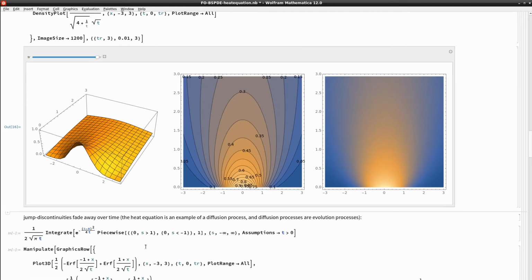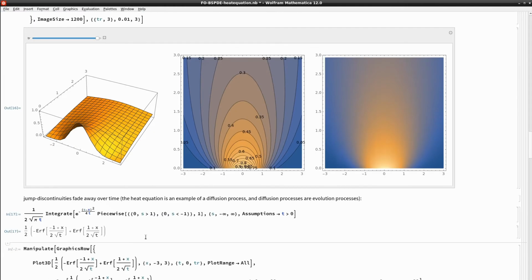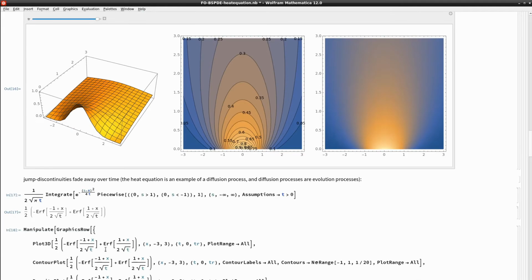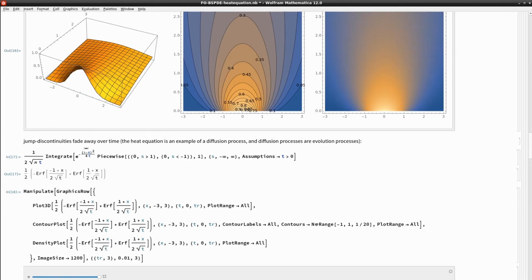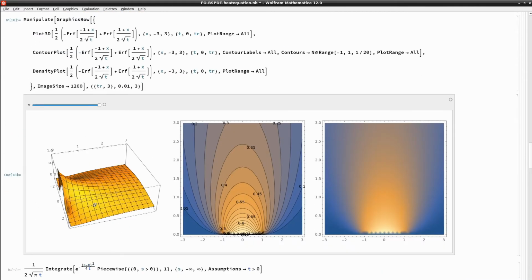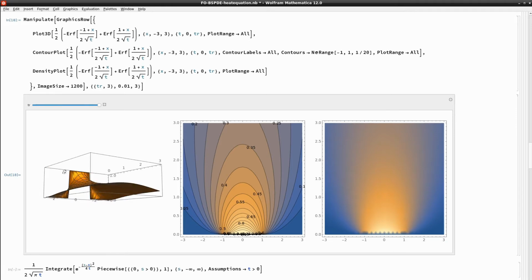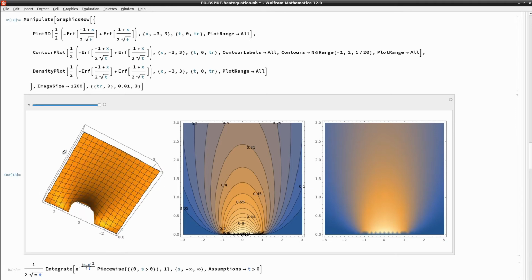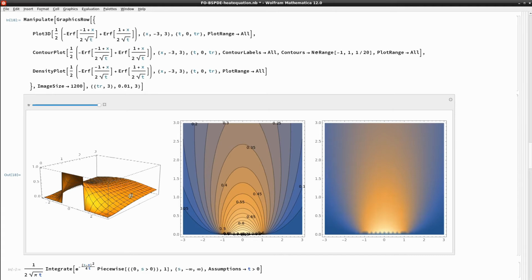And let's look at some jump discontinuities. They also fade away over time. They all fade away over time. That's what the heat equation does. And in a jump discontinuity, maybe we can see it clearer. So far I've used smooth functions, right? But we don't have to keep it with smooth functions. Maybe we see it better when we are looking at discontinuous functions here. So we start with this gate.